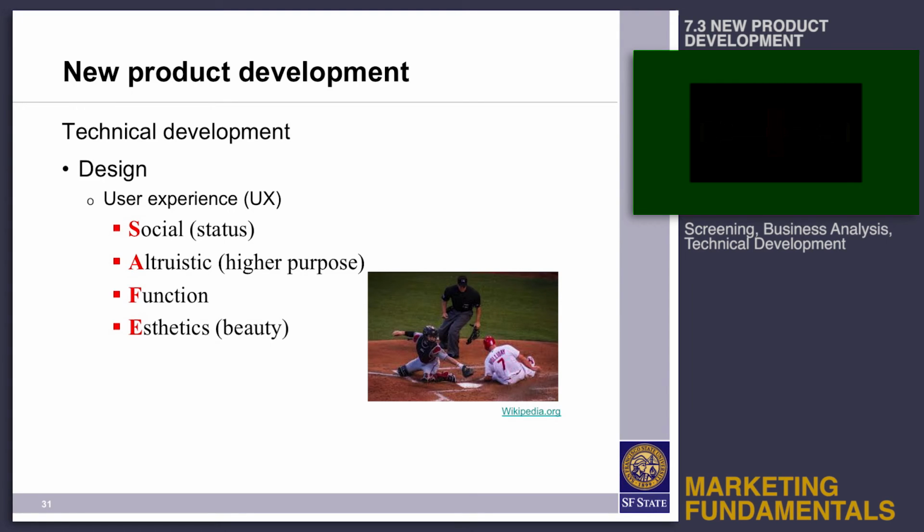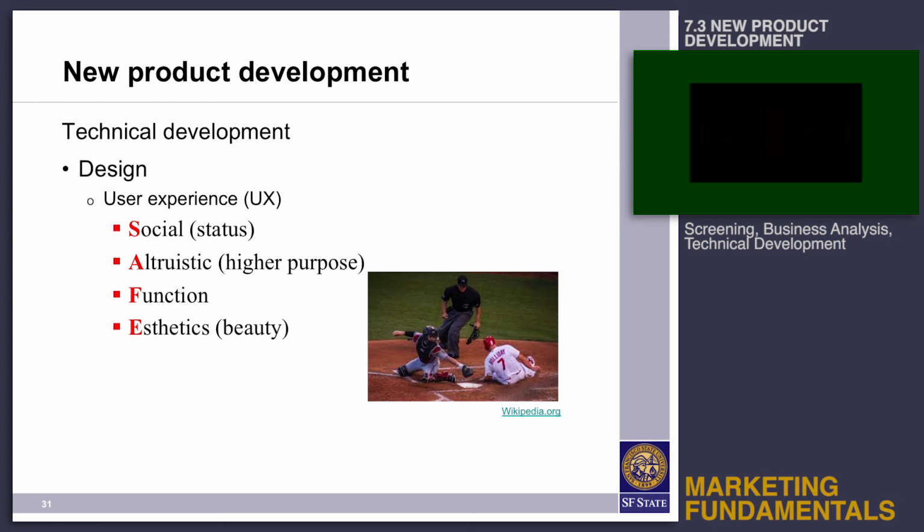But from a customer's perspective, the attributes that they look at as they're evaluating the design of a product is: does it have status associated with it? Social. They call it the SAFE acronym. Is there a higher purpose that's served with this product? So Tom's Shoes gives shoes to other people. Is that helpful? Does it work? And then how does it look? Aesthetics. So all of those combined are how customers evaluate the impact of a design.